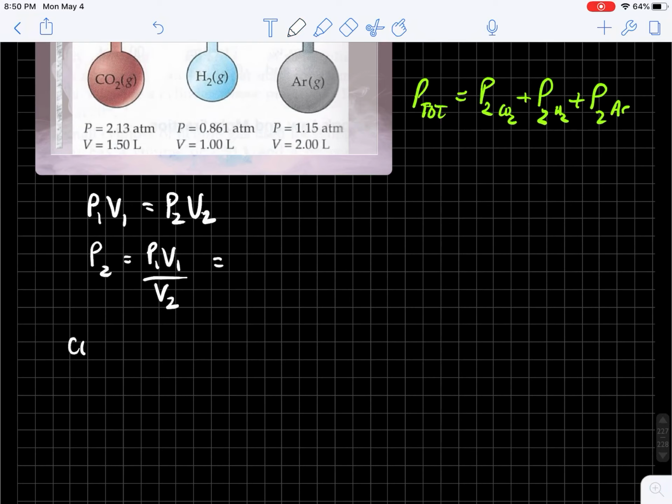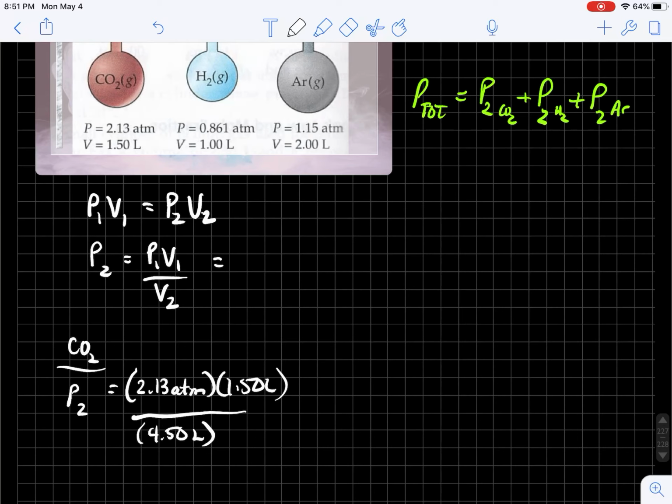Let's start with carbon dioxide. All right, so for carbon dioxide, our new pressure is going to be our initial pressure, our initial volume, and our new volume. So this comes out to be 2.13 times 1.5 divided by 4.5. You get 0.71. We've got to do 3 sig figs here. So 0.710 atmospheres. So that's the new pressure for carbon dioxide. And by analogy, we're going to do the same thing for the other 2 gases.